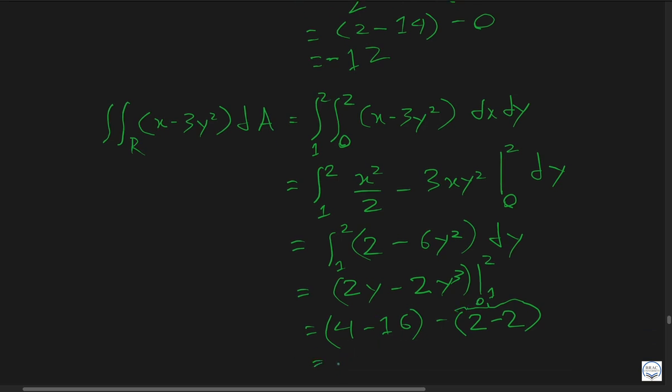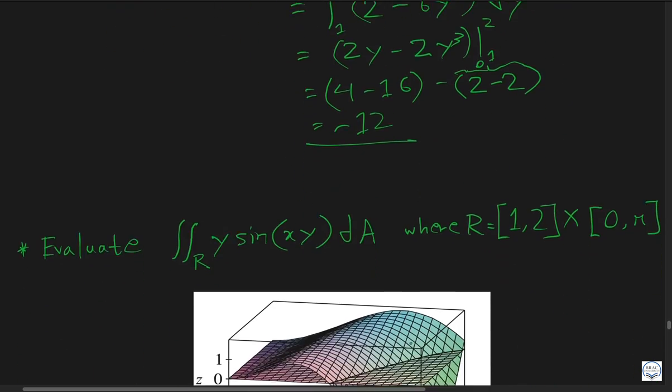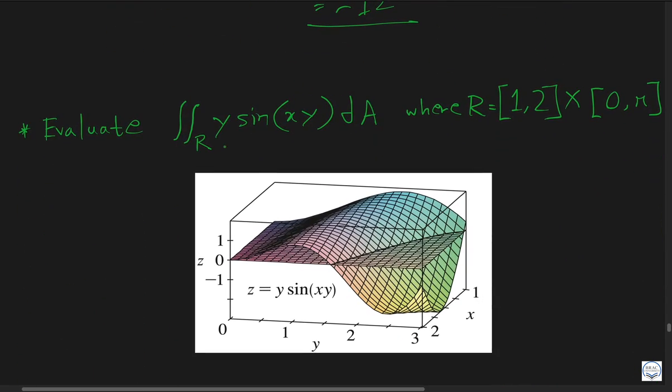Since this is just 0, that means we have again 4 minus 16, which is minus 12. We get the same answer as expected. Now let's do another problem.